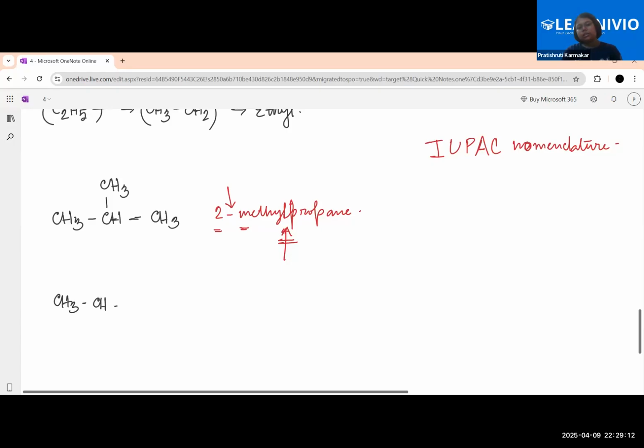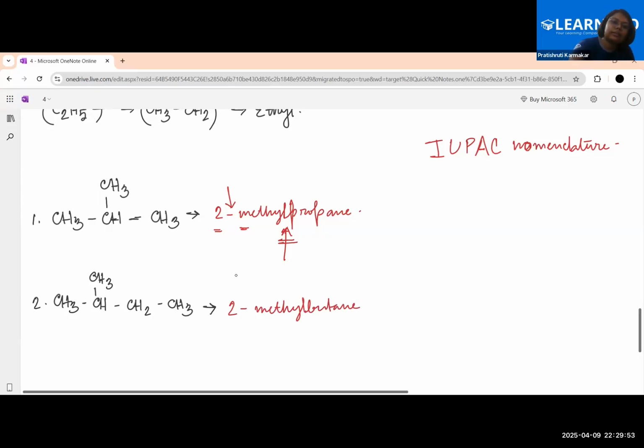CH3, CH, CH2, CH3. What will we name it? Okay, I can see now. So what do we name it? The second one. This one would be 2-methyl butane. Very good.